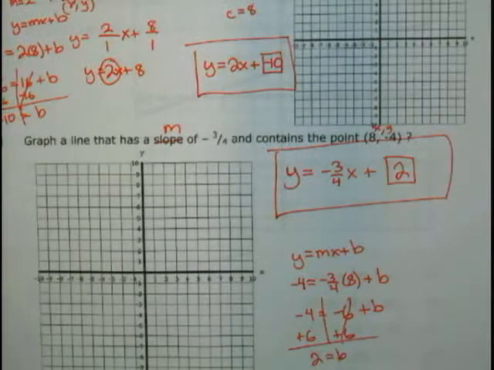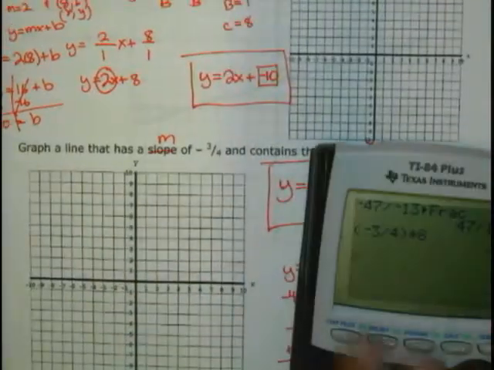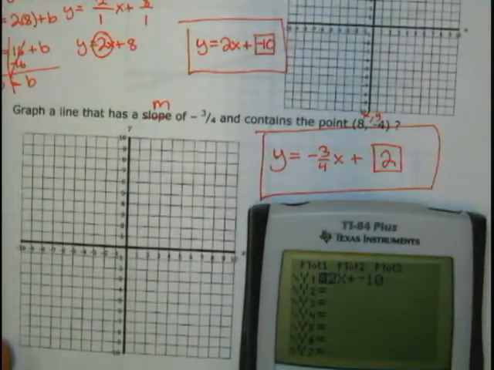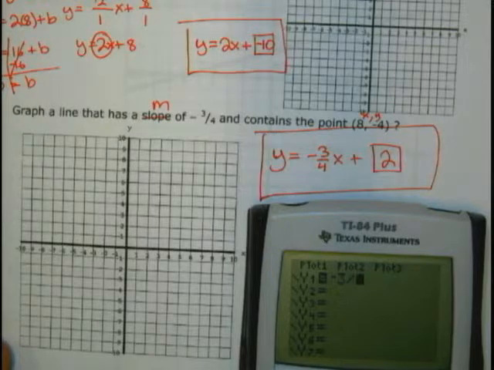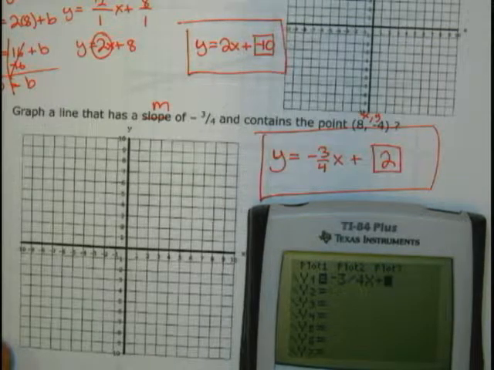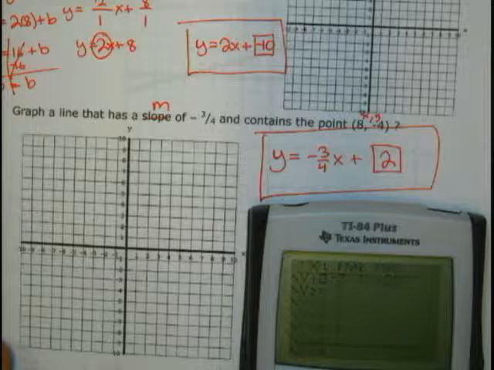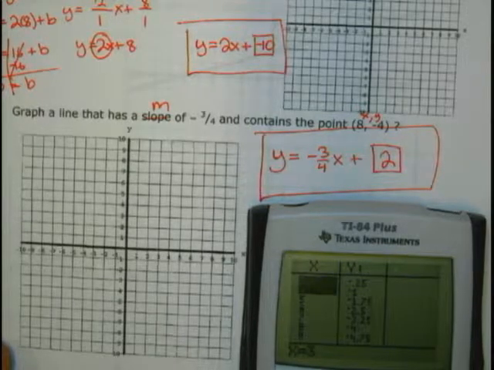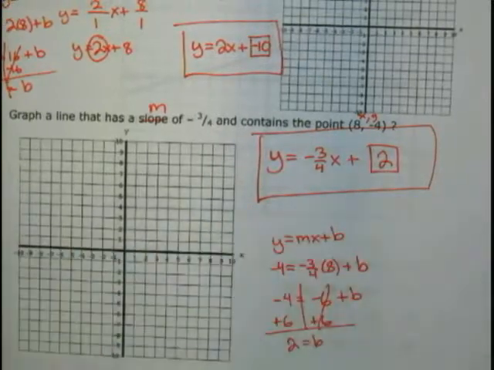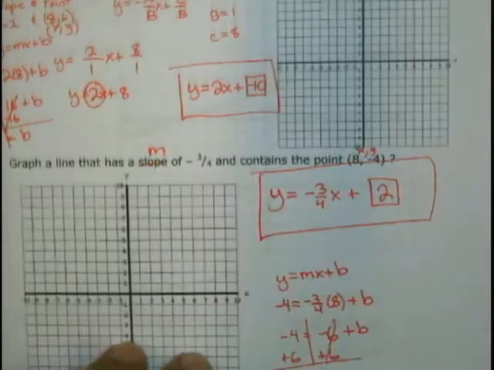Again, to check, just put it back in your calculator. Put a y equals and type in negative 3 divided by 4 x plus 2, and bring up the table. And that point should be at 8, and it is. You see how it says 8, negative 4? So that means I have a correct equation, and I checked out. Now let me go ahead and switch over to the back.